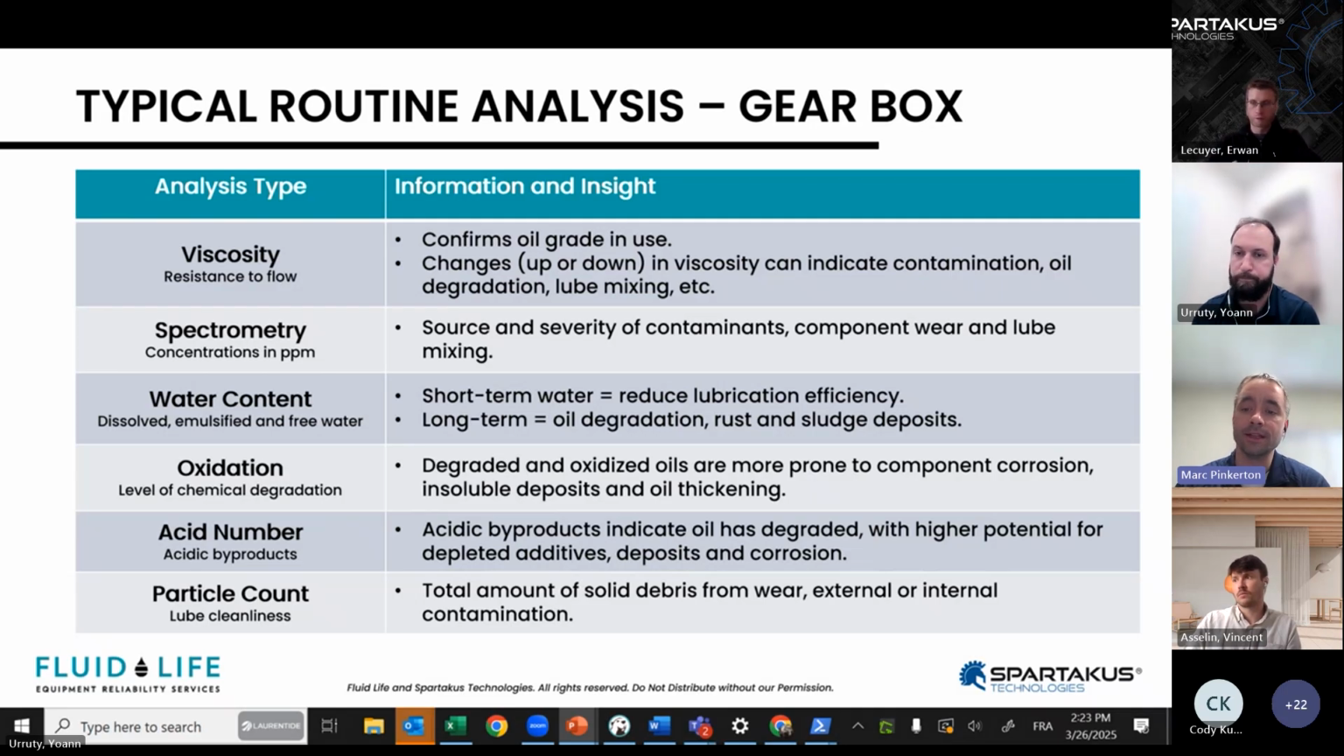So lubricant cleanliness, ISO codes, if you guys are familiar with that term, like how clean is my oil, what's the potential for me to create more wear because I have so much solid particulate floating around. Good.